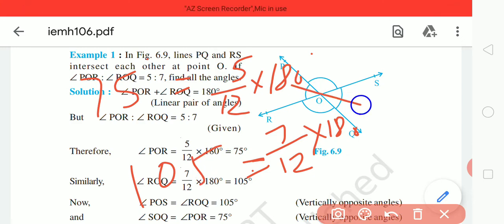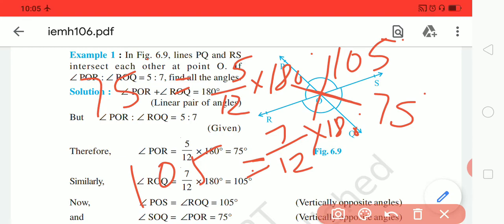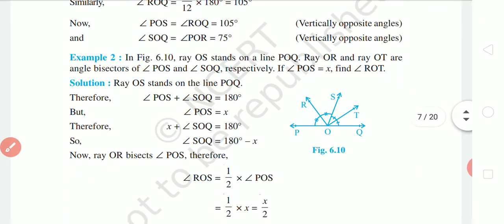The opposite angle of this one is again equal, because opposite angles are equal, so 75, and the opposite angle of this one is 105 degrees. So you got all the angles. I hope you understand this method. Now come to example number 2.